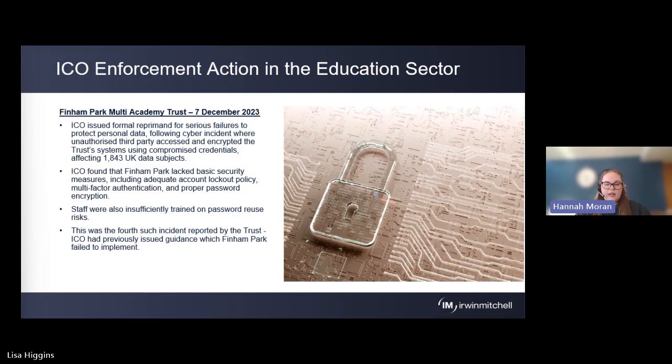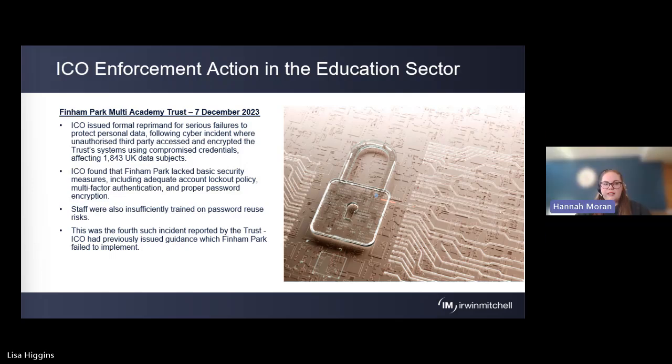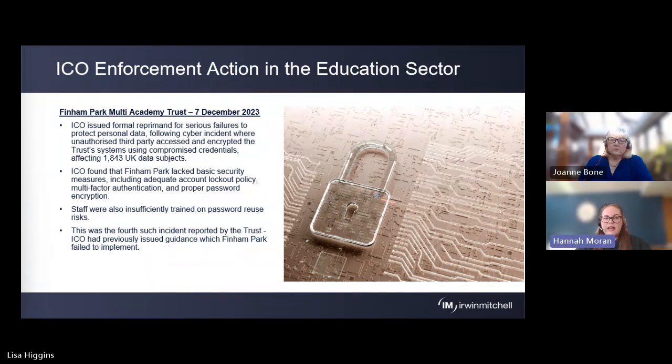When the ICO was investigating, they found that there were several serious shortcomings in the trust's security practices. So they had inadequate technical controls in place. They had an insufficient account lockout policy, so that meant that repeated failed login attempts weren't properly restricted, and reversible password encryption was enabled, which showed that this was a significant vulnerability. Also, passwords could potentially be decrypted and exposed if the system was compromised. They also had a lack of multi-factor authentication and poor password management and staff awareness.